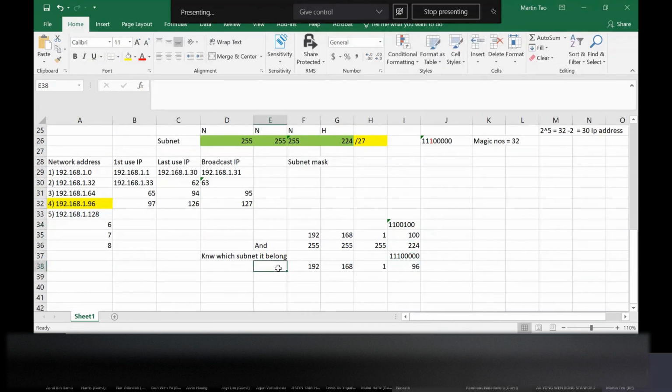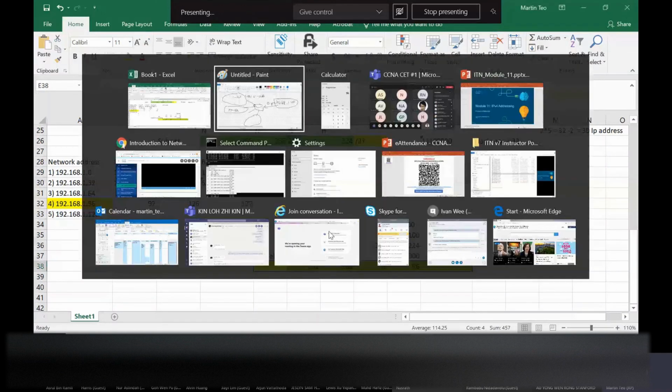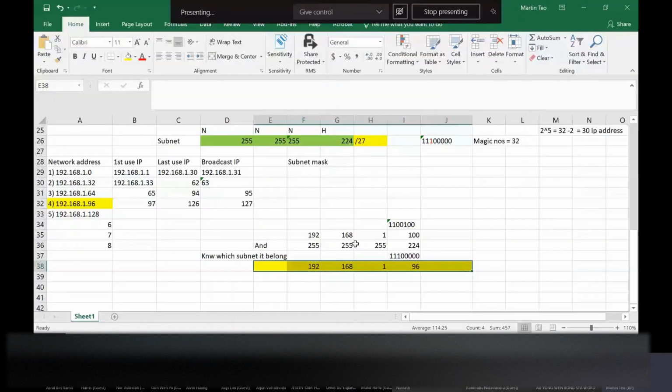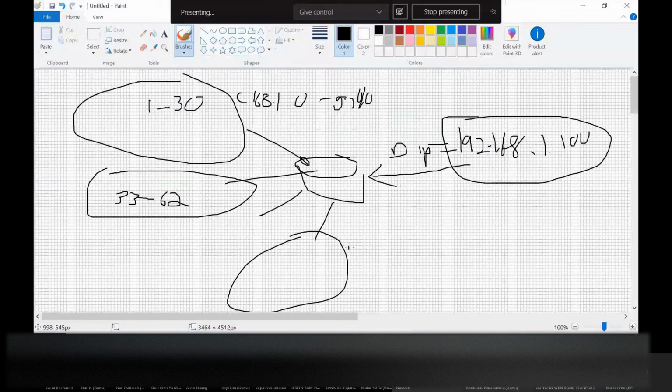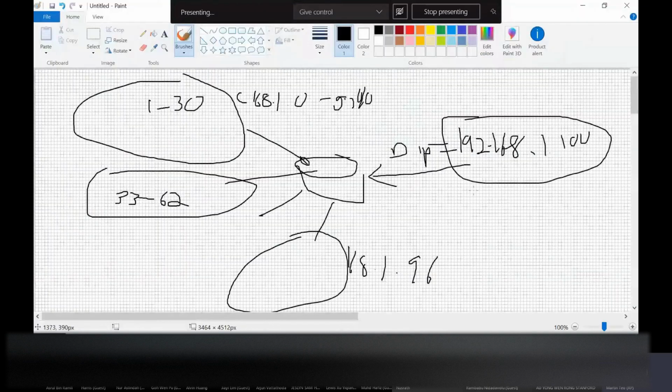This is the subnet it belongs to. So our router will know which particular one to send to. This is the fourth subnet, so this is basically subnet address 192.168.1.96. So for the packet coming in, after it is ANDed with the subnet mask, it knows this is 192.168.1.96. You refer to the routing table.